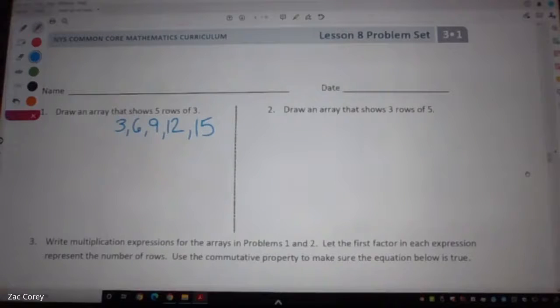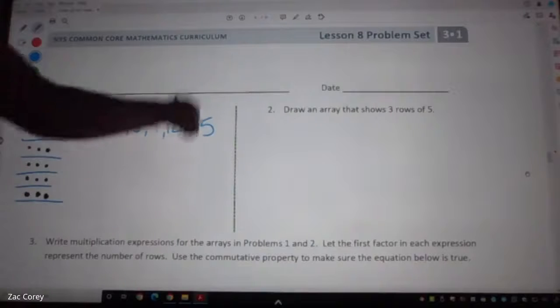Draw an array that shows 5 rows of 3. Your letter B says draw an array that matches your count by. So we're going to draw 5 rows of 3. 1, 2, 3. 1, 2, 3. 1, 2, 3. Your array should look similar to mine, where you have 5 rows of 3. Just to check me, I have 1, 2, 3, 4, 5 rows. Let's go ahead over here to number 2.